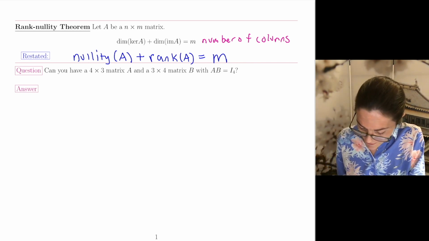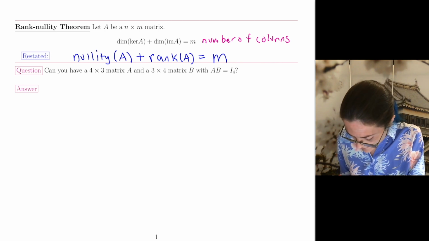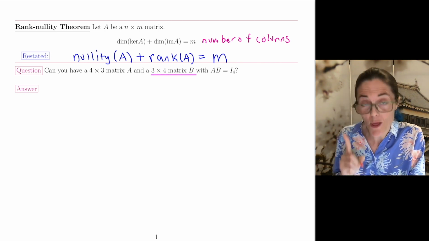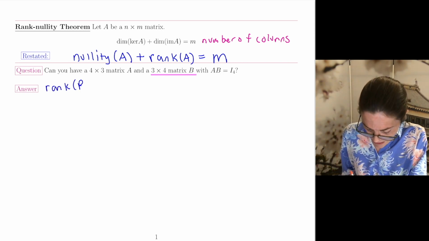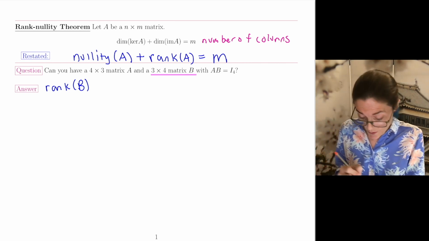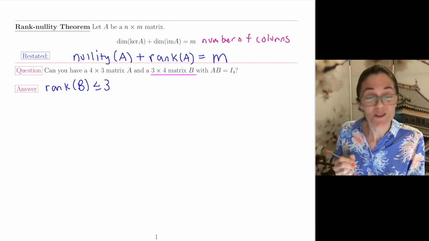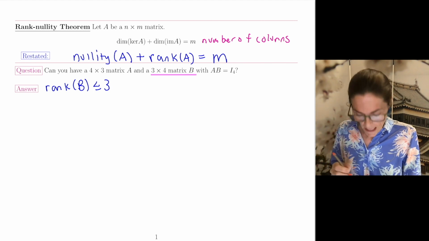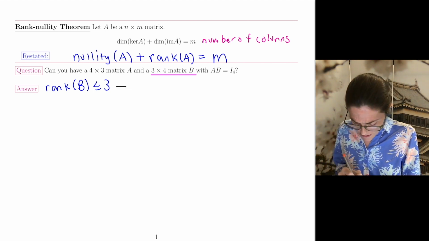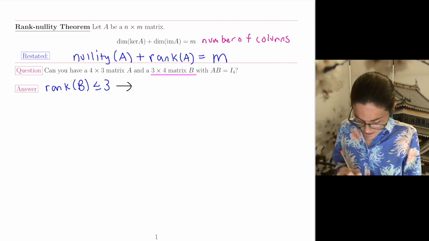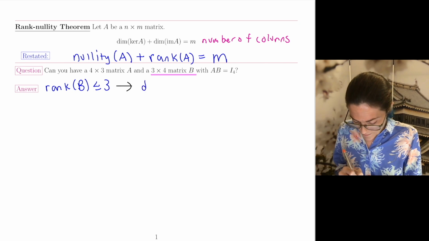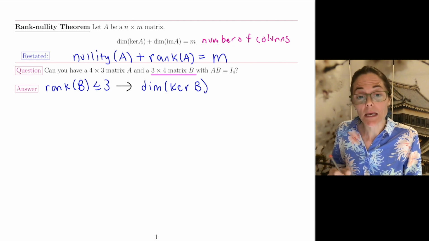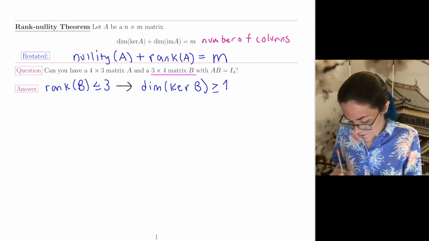So let's focus here on matrix B. It is 3x4. We have 3 rows and 4 columns. The rank of B must be less than or equal to 3 because we have no more than one leading one in each row. And with 4 possible columns, that says, by the rank nullity theorem, that the nullity, or the dimension of the kernel of B, must be bigger than or equal to 1.